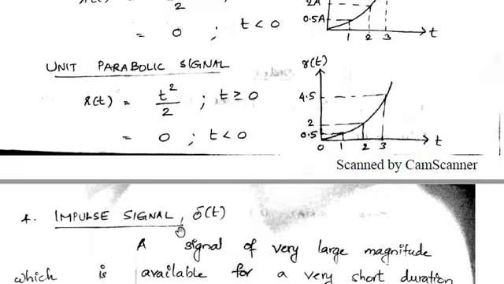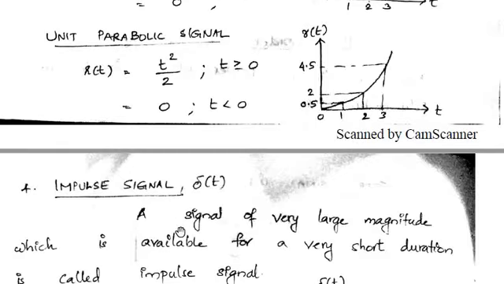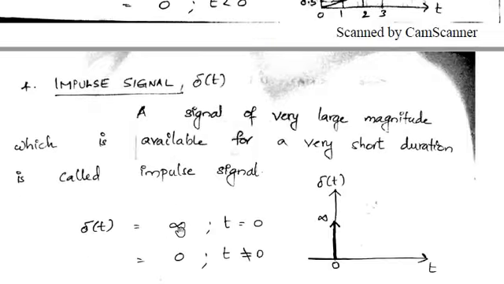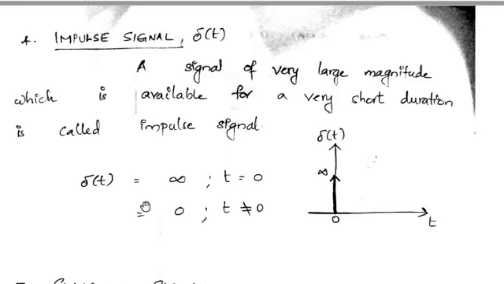And we have the impulse signal delta of t. An impulse signal is actually considered to be a signal of very large amplitude or magnitude, but for a very short duration of time. Delta of t is normally represented as infinity in amplitude for t equal to 0, and it's 0 otherwise. Unit impulse means delta of t will be equal to 1 for t equal to 0, and delta of t equal to 0 otherwise.